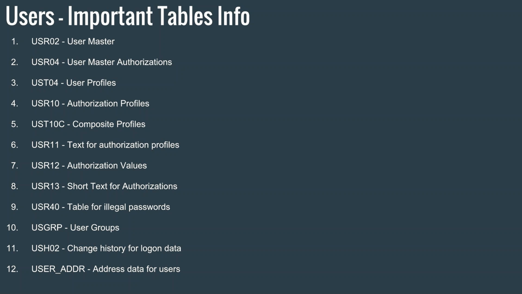Next are the user master authorizations, user profiles, authorization profiles, composite profiles, text for authorization profiles, authorization values, short text for authorizations, and the table for illegal passwords. Whatever wrong passwords we enter are stored in this table, USR40. Then user groups, USGRP, and the change history for logon data. Whenever we change a password or any data related to the logon, it is stored in this table, USH02.